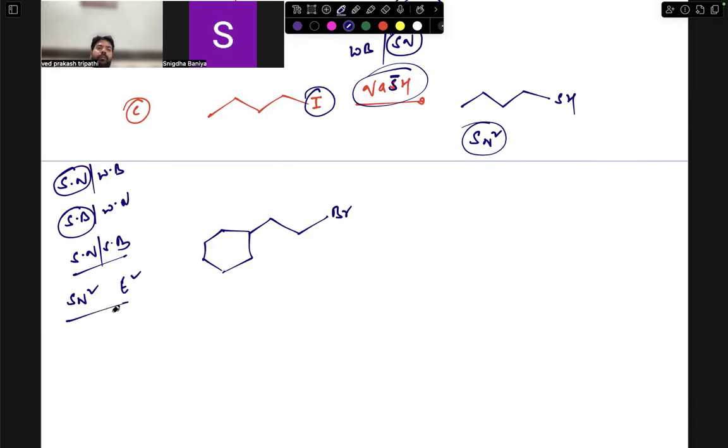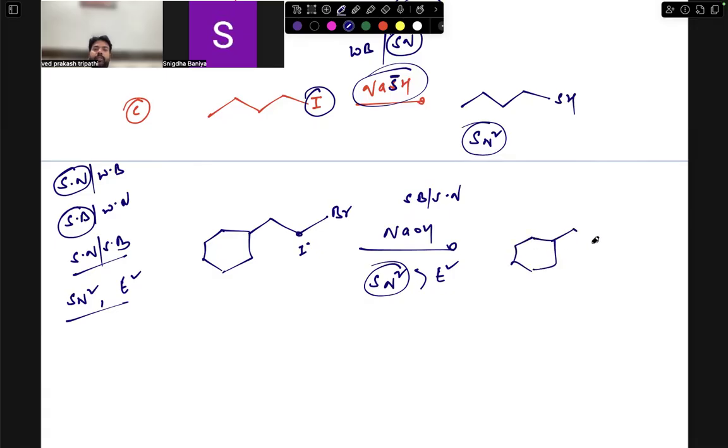Clear? So like this one, we are using NaOH. So NaOH is my strong base as well as strong nucleophile. And this is primary. There is no branching. So we can say SN2 dominates over E2. So if SN2 dominates, it means the Br is going to be substituted by OH. So this is the SN2 product. Clear? Any doubt?